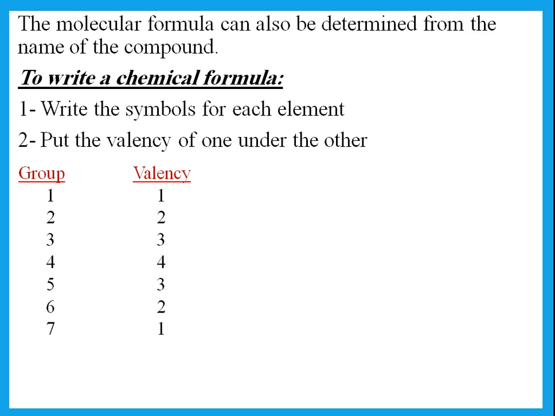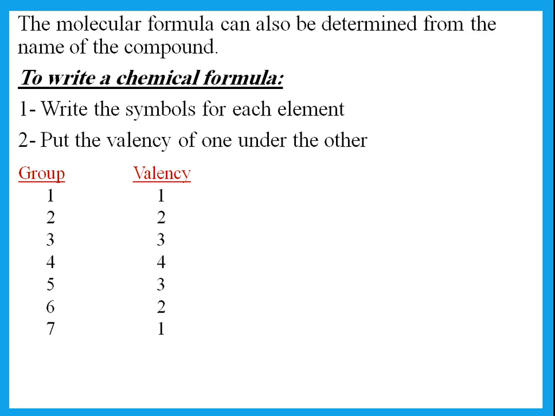Anything in group 2 has 2 electrons in its outermost shell. It needs to lose them, so the valency is 2. Anything in group 3 needs to lose 3 electrons, valency 3. Anything in group 4 needs an extra 4 electrons, so this is valency 4. Now, anything in group 5 has 5 electrons in its outermost shell, and we said if it has 5 electrons in its outermost shell, it needs 3 more in order to have a full outer shell, so we say its valency is 3. Anything in group 6 has 6 electrons in its outermost shell. It needs 2 more electrons to have a full outer shell, so its valency is 2. Anything in group 7 needs 1 extra electron, so its valency is 1.